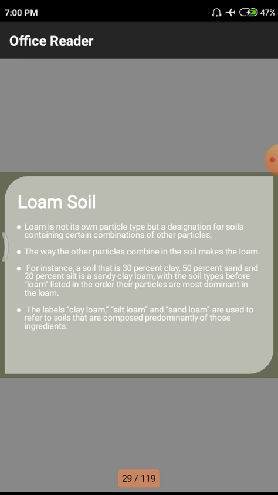Next, the second point is that the way other particles are combined in the soil makes them loam. That means there are different ways to combine, so the quantity will vary. In some cases we use a 60-40 ratio, in some cases a 70-30 ratio, and in some cases a 50-50 ratio. The soil quantity varies depending on whatever we take and how much quantity we have. That simply depends upon the strength we require for the particular soil.